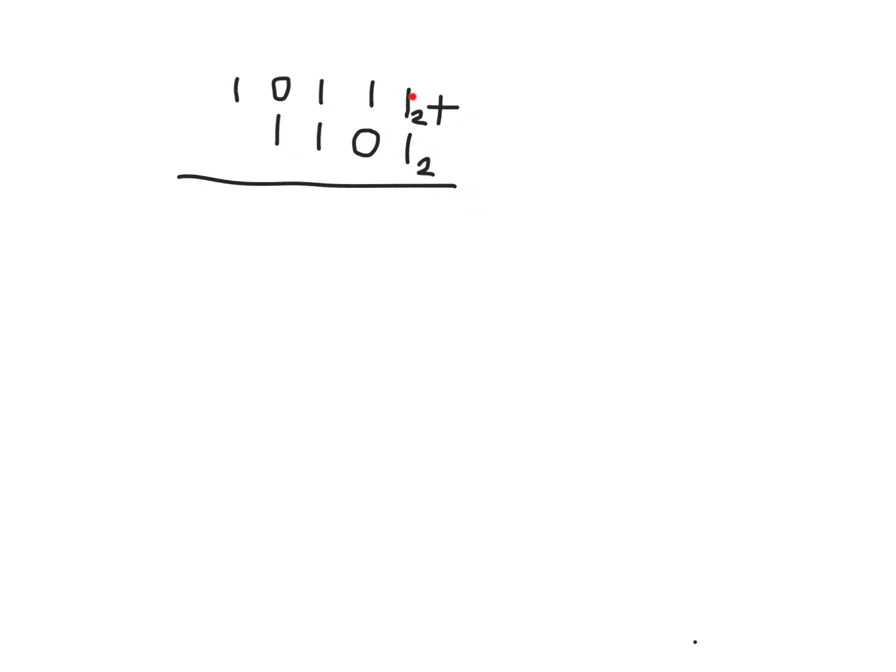So this is 1 plus 1, which is obviously 2, but in binary, we're going to put down the 0 and carry the 1. 2 in binary is like 10 in decimal.